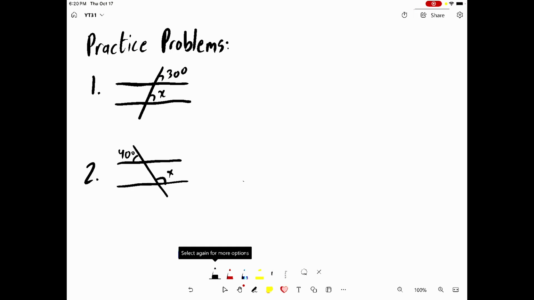For today, we have two practice problems. Of course, the first one is the diagram, and the second one is also the diagram that is right on the side of it. And we have to find x using different theorems.